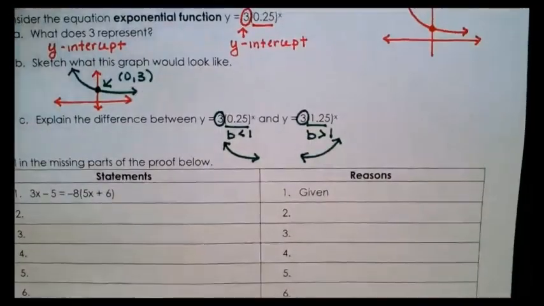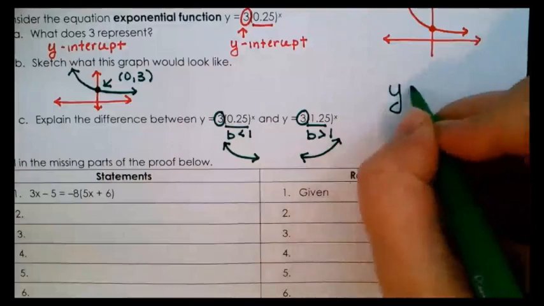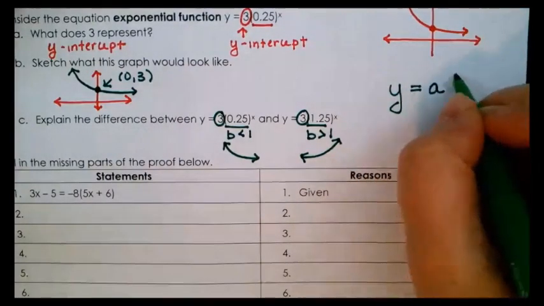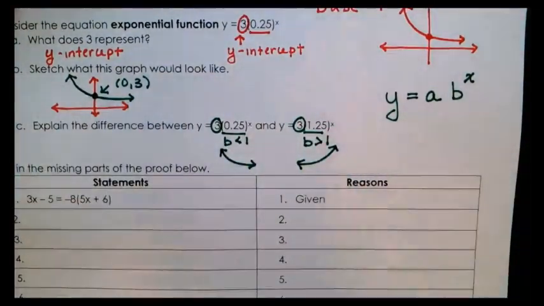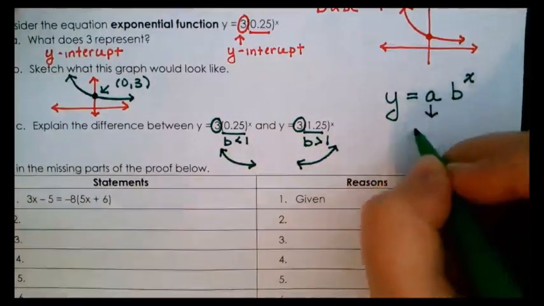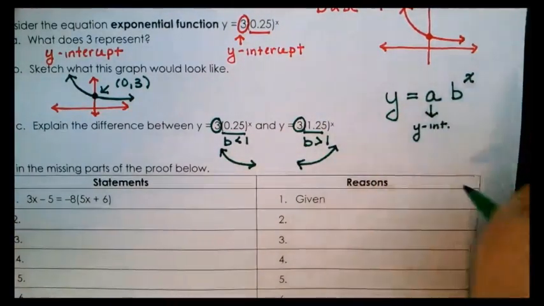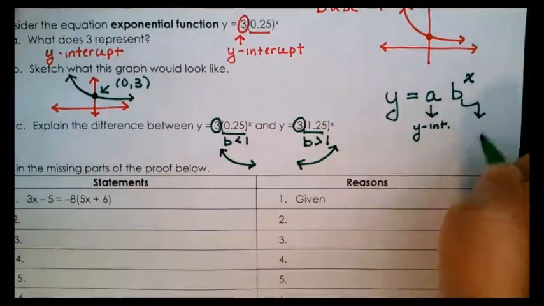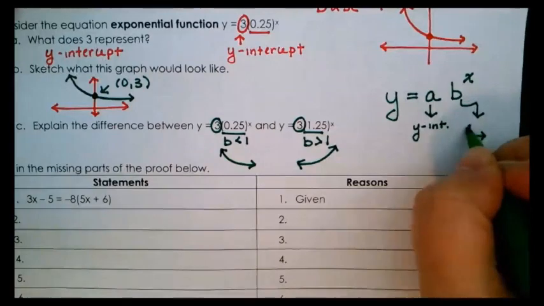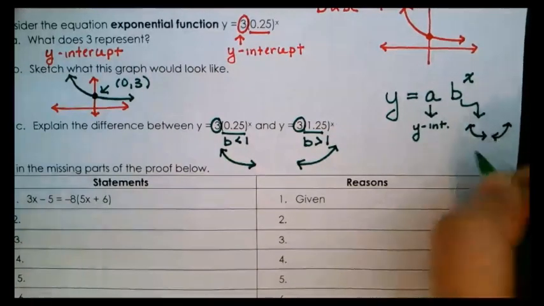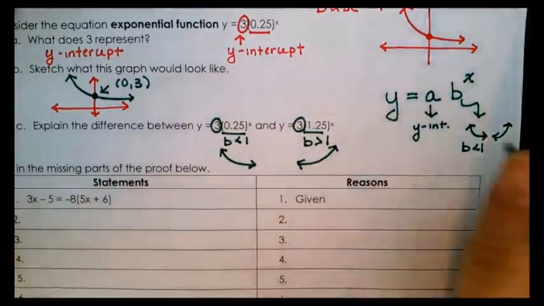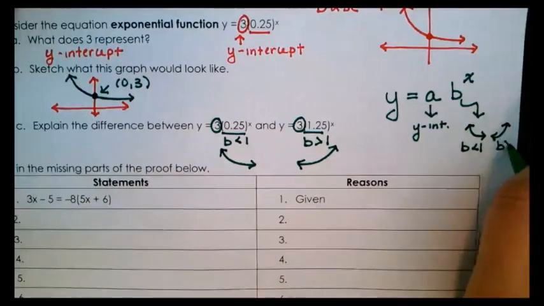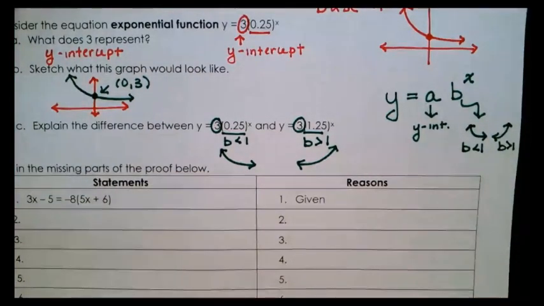So for a quick note here, I want you to write y equals a b to the x, which is what our exponential function was following. A is your y-intercept. B is going to tell you if your graph should be going down or if your graph should be going up. It's going down if your b value is less than 1, like our original function was in this problem. It's going to be going up like this if your b value is larger than 1. So have those notes. Next question.